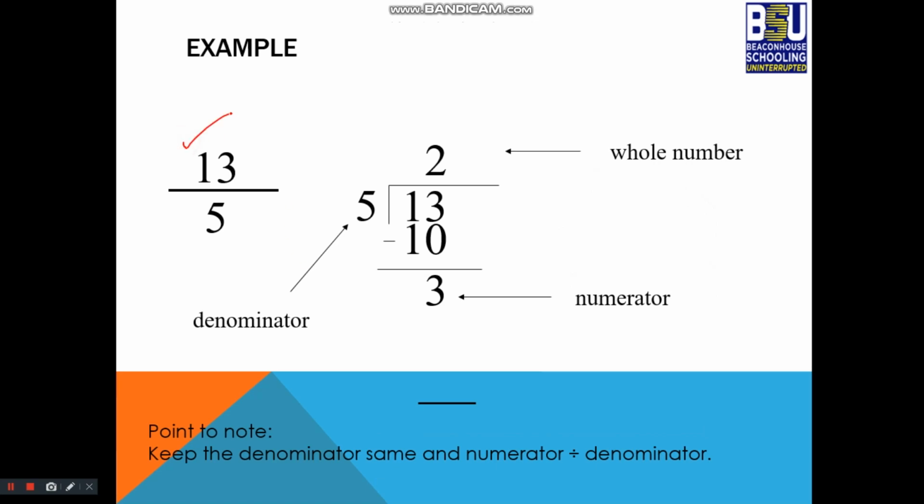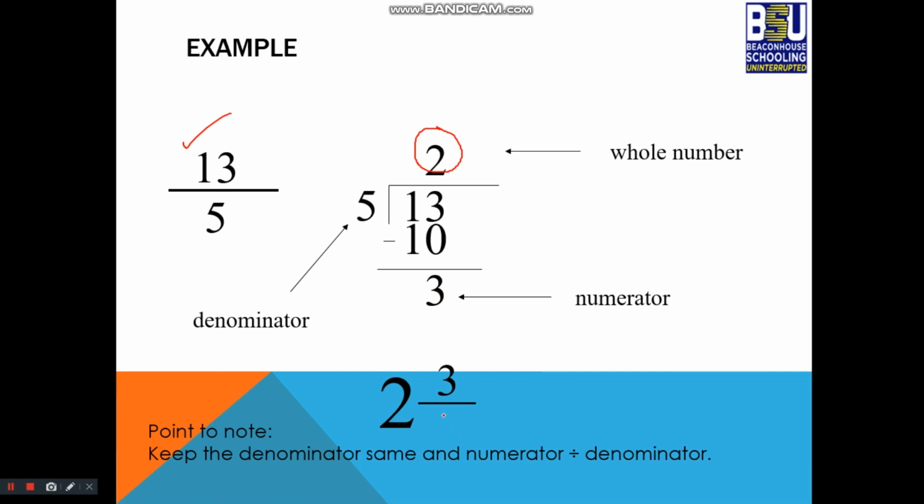13 over 5. So as I told, you are going to divide the numerator by the denominator. So 13 is the dividend and 5 is the divisor. 5 times 2 is 10, 5 times 3 is 15, and 15 is more than 13. So you write 10, you subtract, and you get 3. So what is the whole number? 2 you will write as the whole number, and the remainder is your numerator.